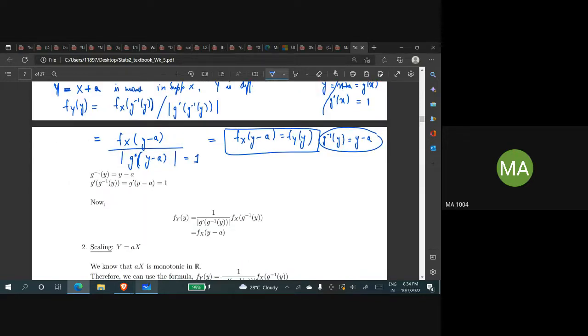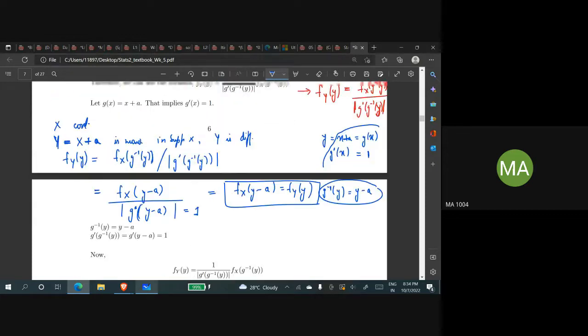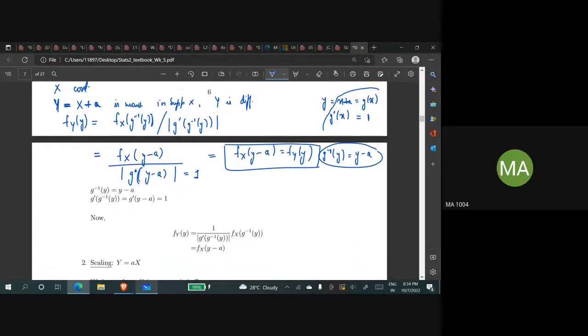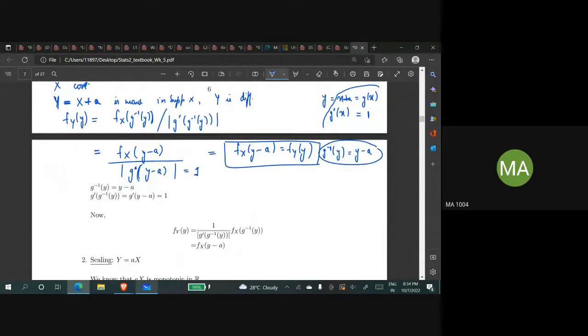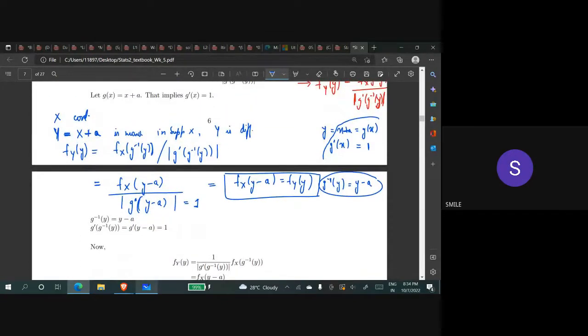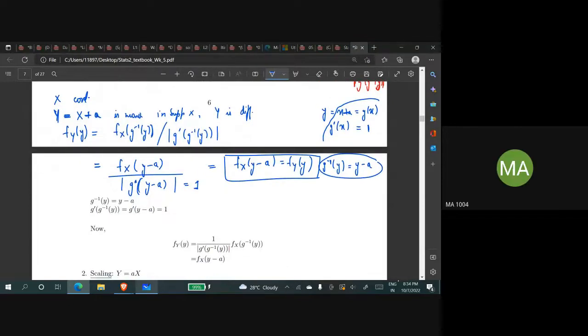These are things you can keep in mind and remember, as they can be quite useful in solving problems. For this translation we can find the probability directly, X less than or equal to something. That's why I had said initially that this monotonic differentiable function concept will be more useful when you have a very complicated function. But in cases like this, where it's a very simple function, it's easier to go with the CDF approach.